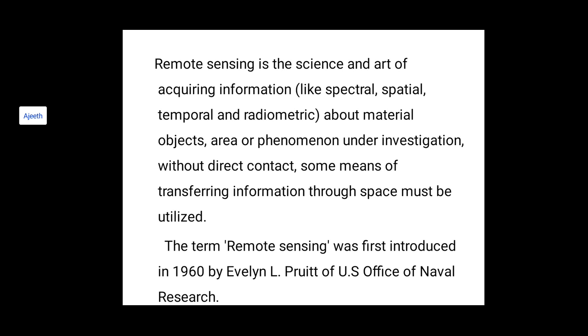The term remote sensing was first introduced in 1960 by Evelyn L. Pruitt of the US Office of Naval Research. So in the 1960s, RS and GIS had come into the picture. Also, the Google Maps, whatever is there, it was not so advanced at the time of its release.